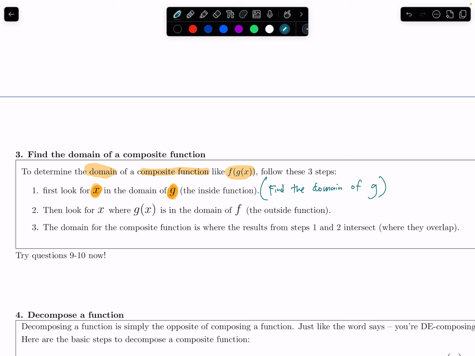And then, step number 2, look for x where g of x is in the domain of f. So, in other words, for the numbers that are in the domain of g, for the x values, which of those result in something that's in the domain of f? So the y values that pop out of the possible range for g, think of the range of g. Where is the range inside of the domain of f? So that's really what it's asking. So where the range of g is in the domain of f.